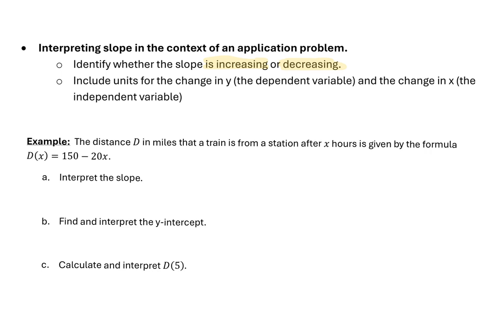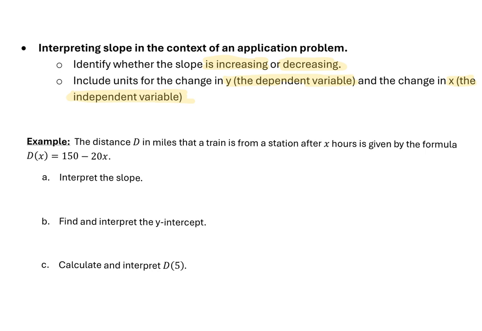The second thing that we need when we interpret slope in the context of application problems is units. Because slope, if you recall from last semester, is a rate of change, keyword being rate. We want to identify the units for the change in the y, or our dependent variable, and the change in the x, the independent variable. Those are going to be the 3 things that we need in order to interpret a slope.